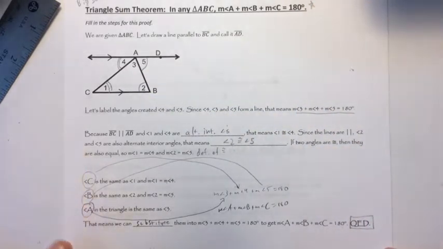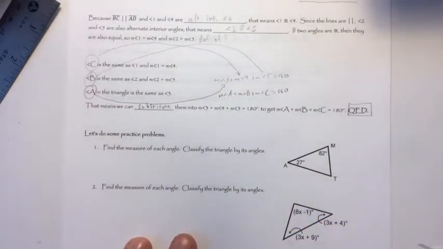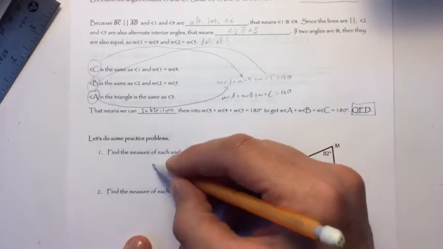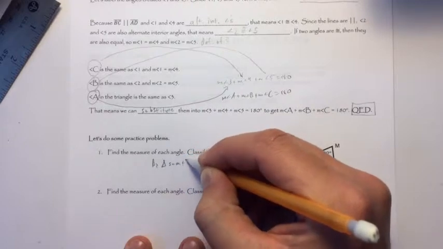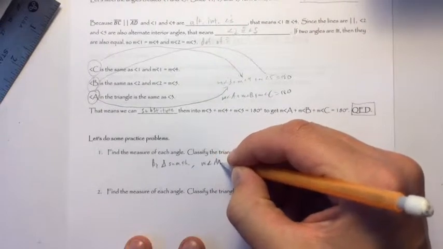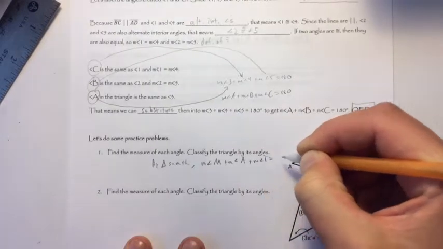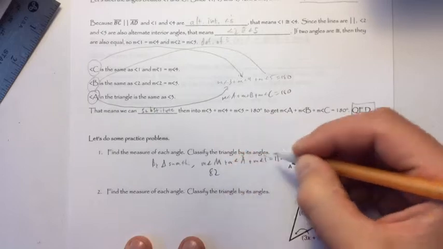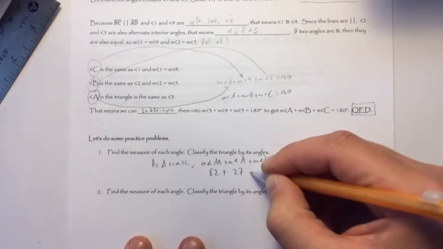All right, let's do some problems together here. First, we're going to find the measure of each angle here. Well, I know by the triangle sum theorem, I know measure of angle M plus the measure of angle A plus the measure of angle T equals 180 degrees. Now, since M is 82, I'm going to substitute that in. Since A is 27, I'm going to substitute that in.